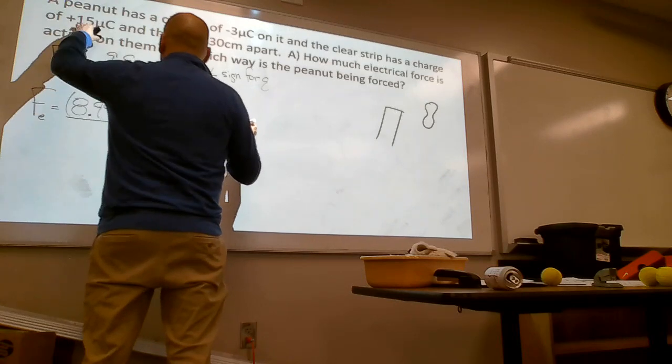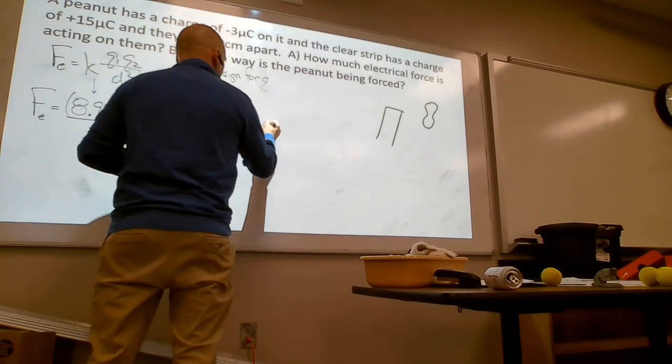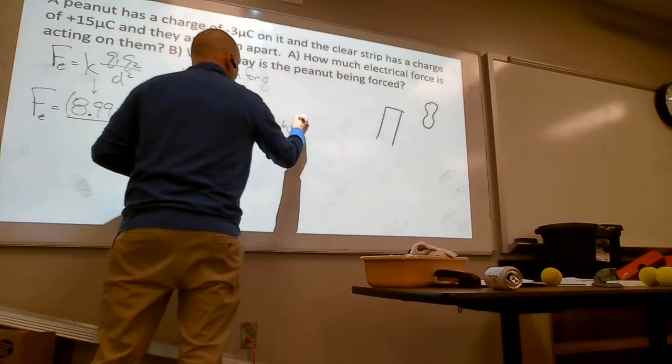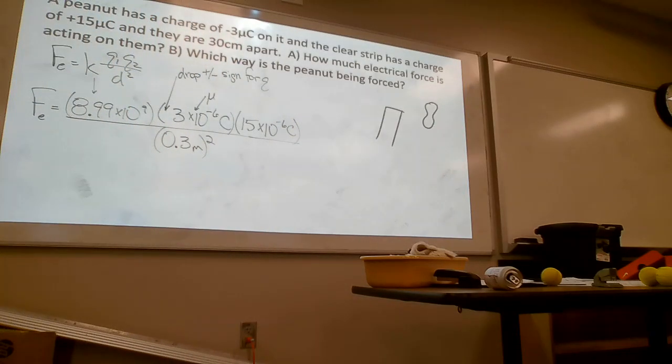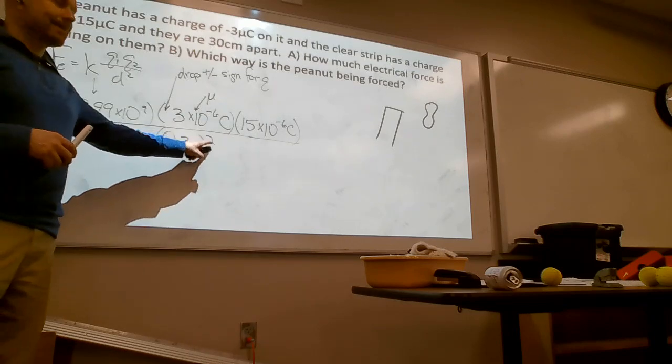All right, and then Q2 is 15 microcoulombs, times 10 to the negative 6. I recognize that that is improper scientific notation. It's fine. Your calculator can handle it. Okay, so go ahead and calculate. Remember to square the distance.